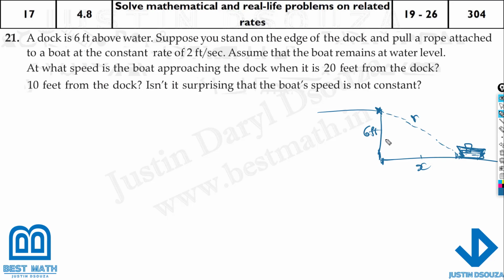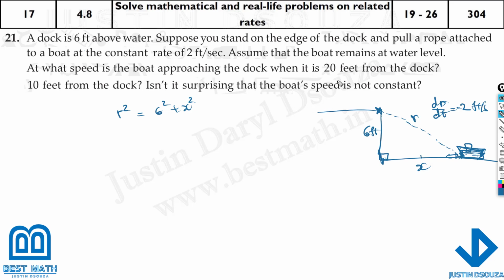So here we have Pythagoras theorem. Because this is 90 degrees, we can use Pythagoras theorem here. That's going to be r squared is equal to 6 squared plus x squared. Now what we exactly want, we have been given the constant rate over here. We have been given dr by dt with respect to time, because feet per second, so it should be divided by time. That is given as 2, but it's coming towards the left side, so it's minus 2 feet per second.